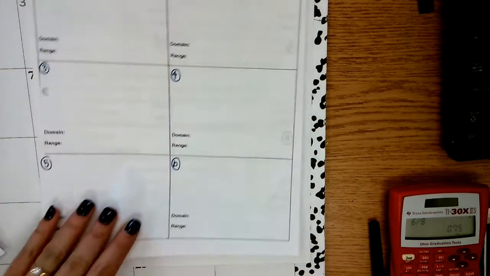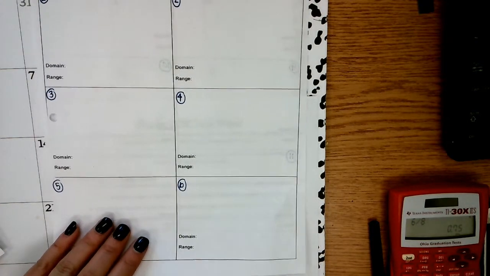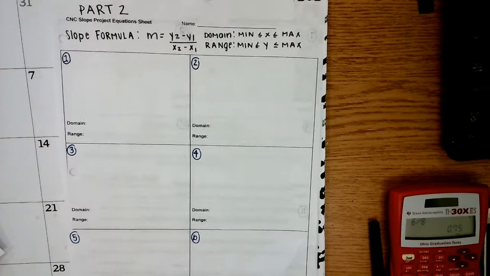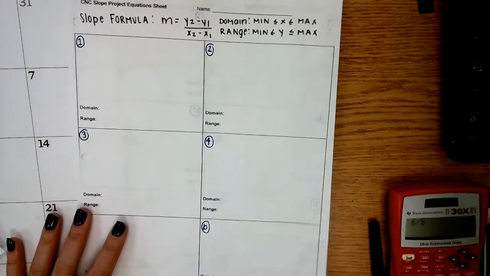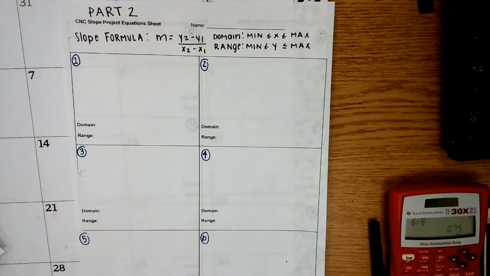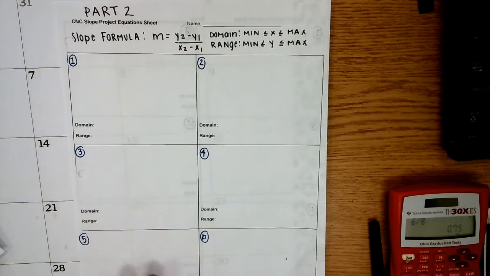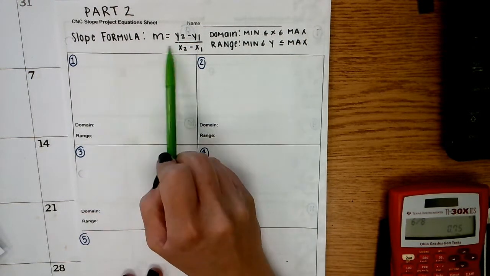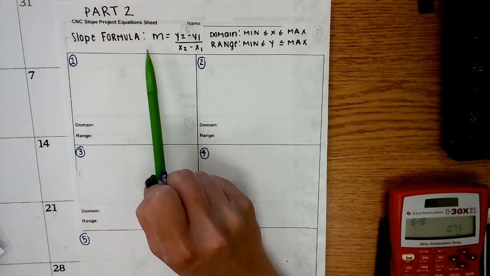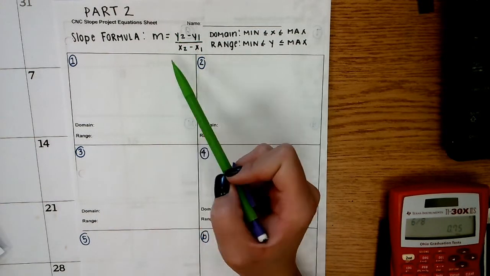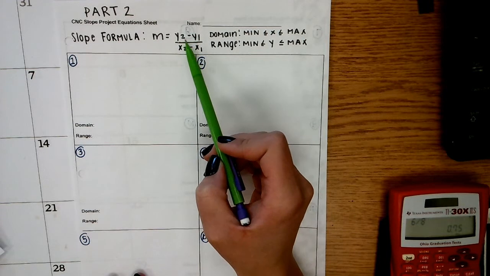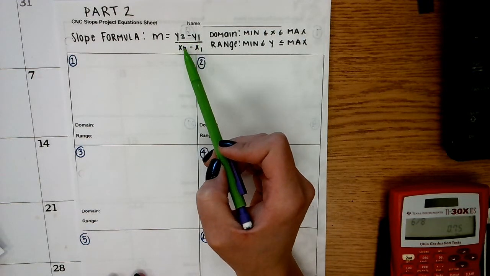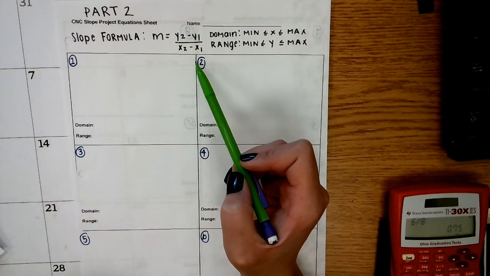So if we look at the paper where you're going to write your equations, it's titled Part 2 CNC Slope Project Equation Sheet. And if you see on the paper, I have written for you the slope formula because you might need to use this. So remember, slope is equal to the change in y over the change in x. So here that's y2 minus y1 over x2 minus x1.